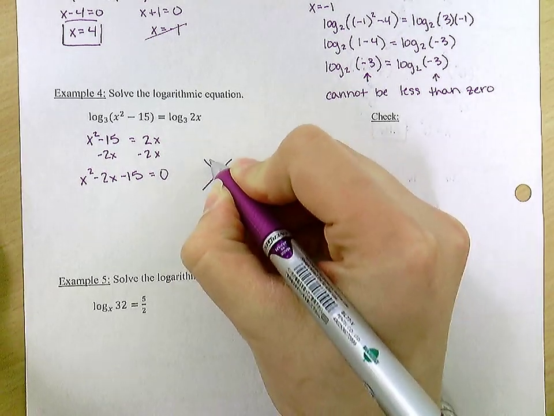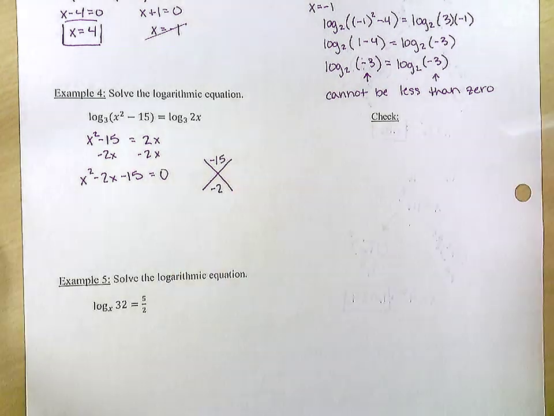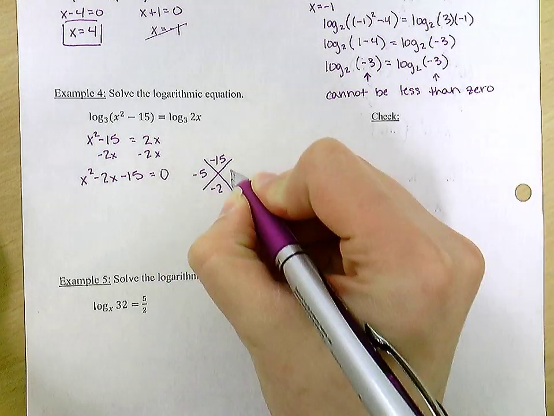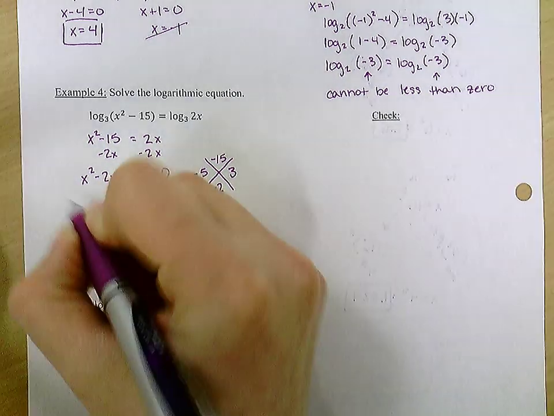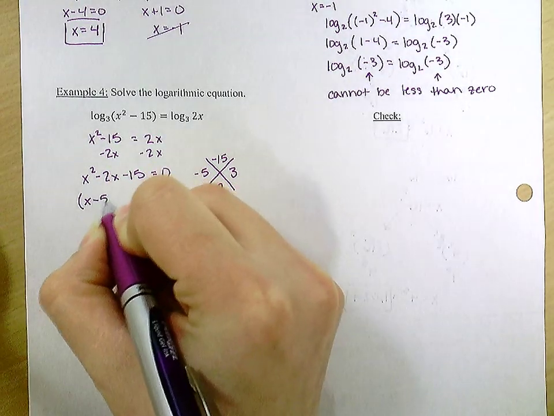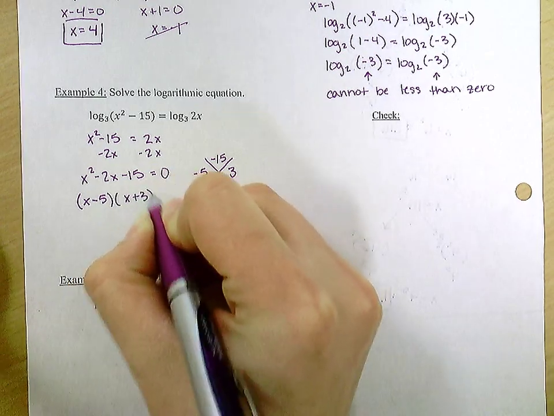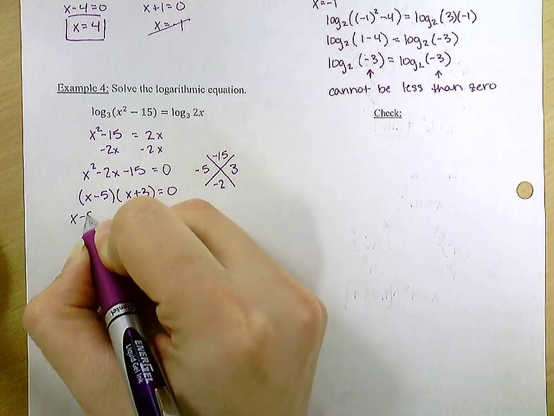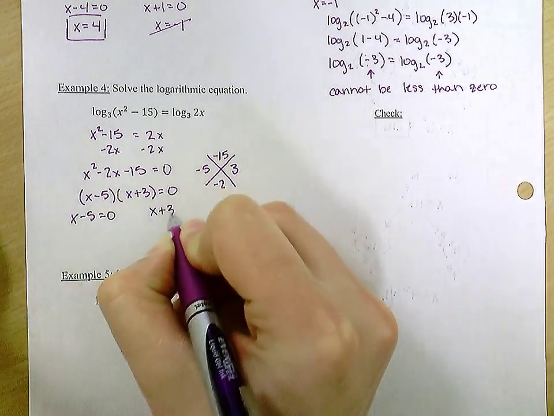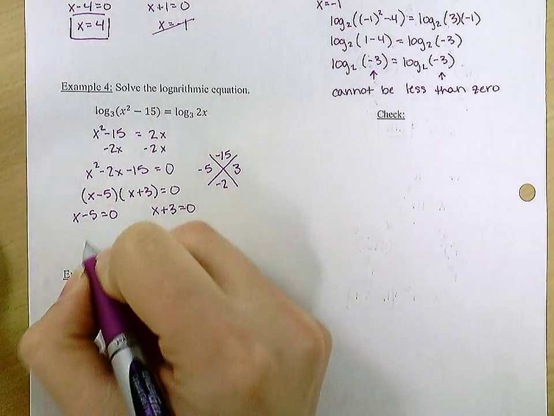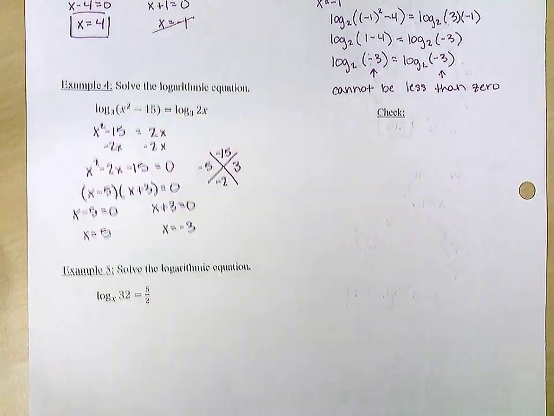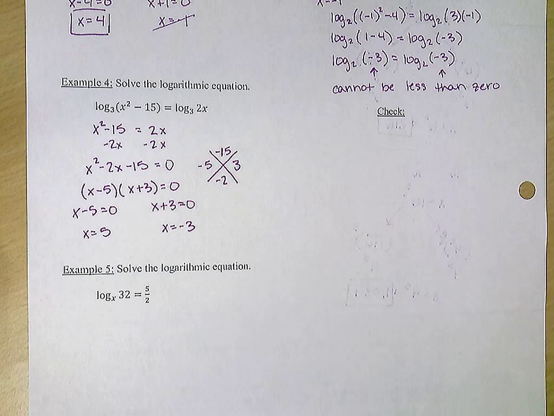So you want to see what multiplies to get negative 15 and adds to get negative 2. Okay, that is negative 5 and positive 3. So I would factor this into x minus 5 times x plus 3 equals 0. Set both of those quantities equal to 0, so x minus 5 equals 0 and x plus 3 equals 0. So I have an x value equal to 5 and x equal to negative 3. Now, you do need to check both of those answers.